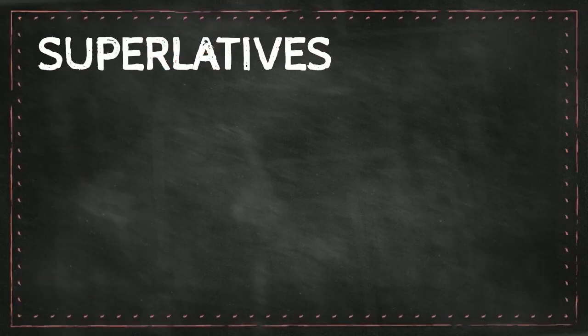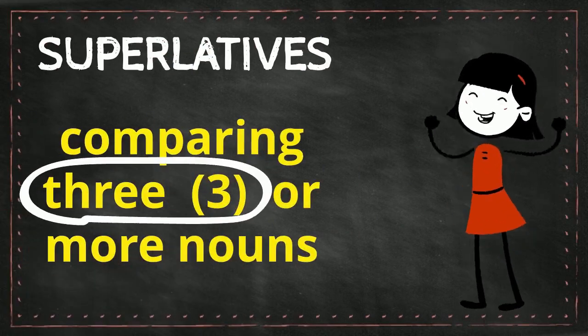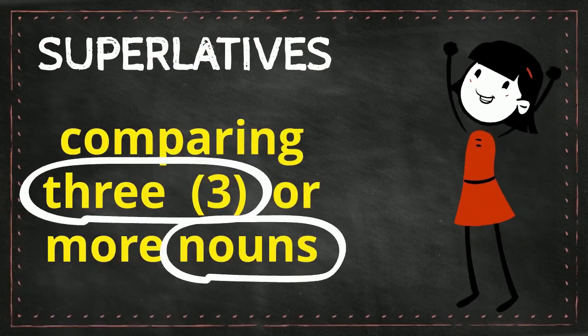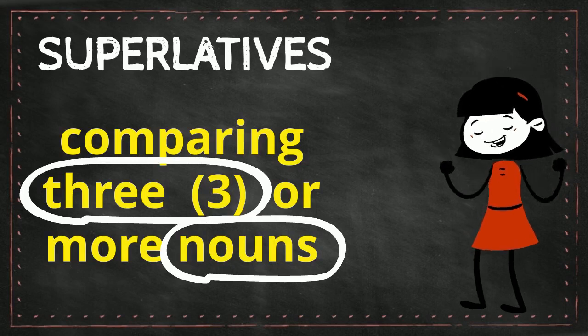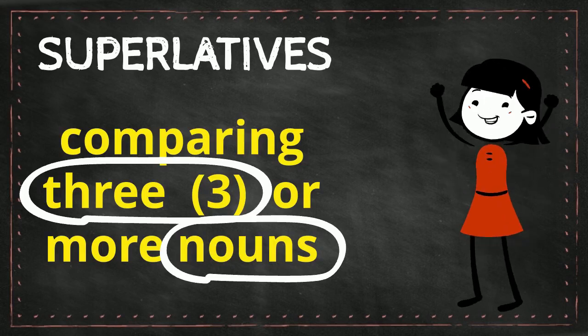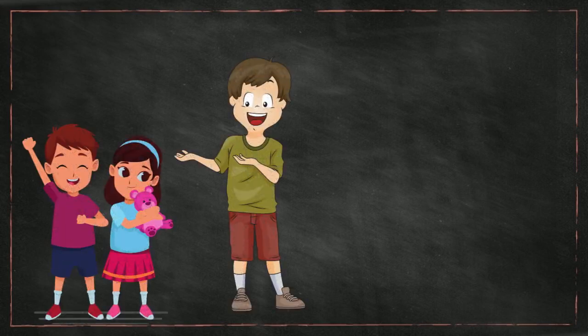Superlative adjectives are used when you want to compare 3 or more nouns. Bila kamu ingin membandingkan 3 atau lebih orang, benda, haiwan, dan sebagainya. Before we dive in even deeper into this topic, let's look at a few examples.